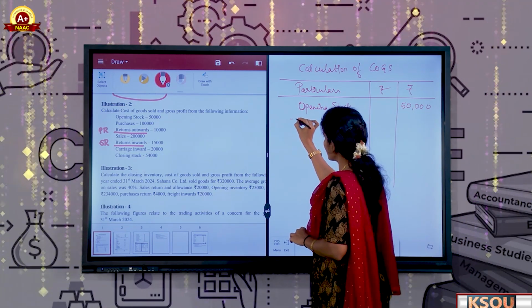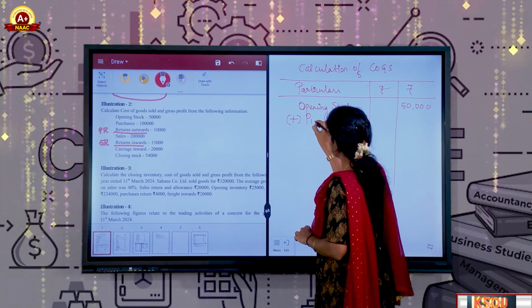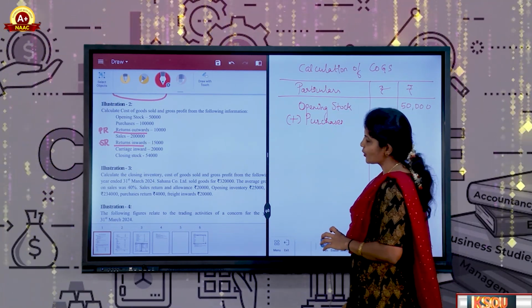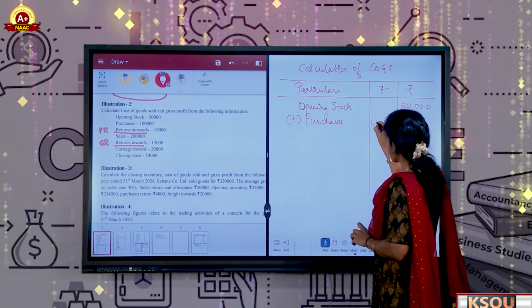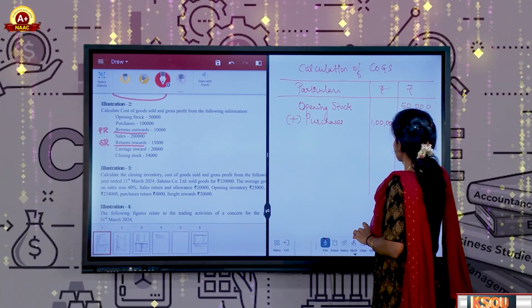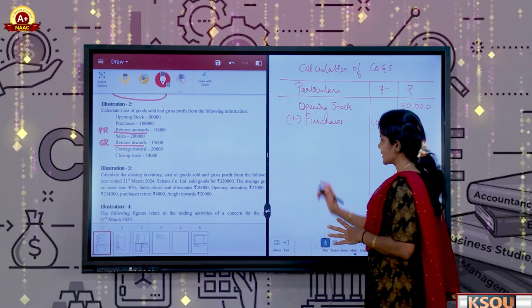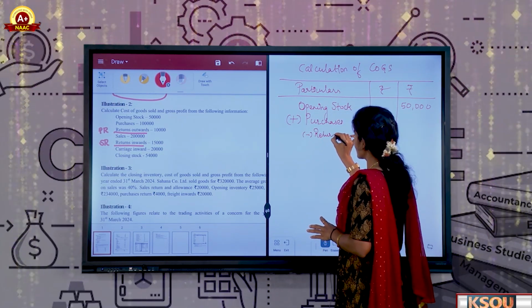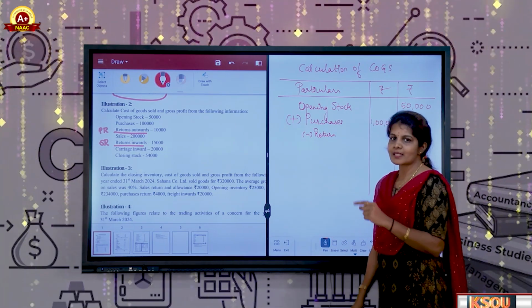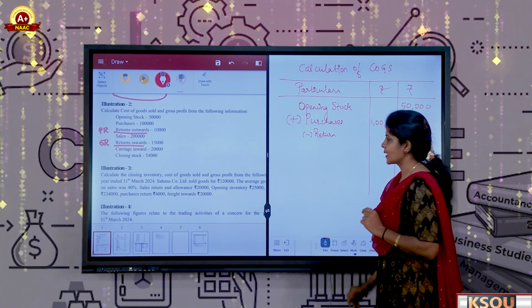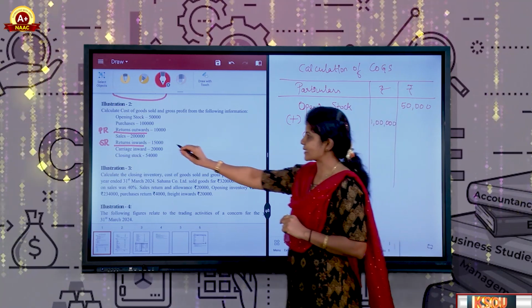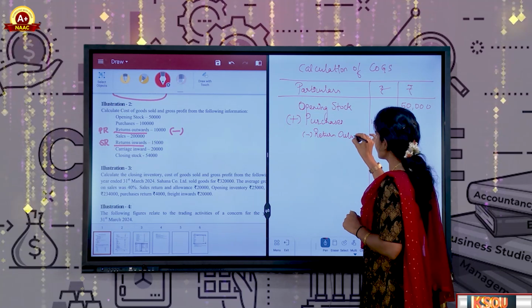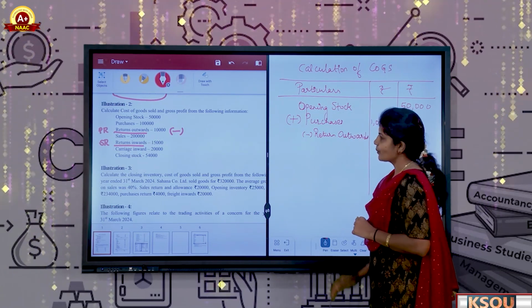For this, we need to add purchases. What is the amount of purchases? 1 lakh. I am writing this in the inner column to make some adjustment of return inwards or the purchase return, etc. Okay. So now deduct return outwards. Return outwards is the item of purchase return. So return outwards must be deducted. Return outwards.